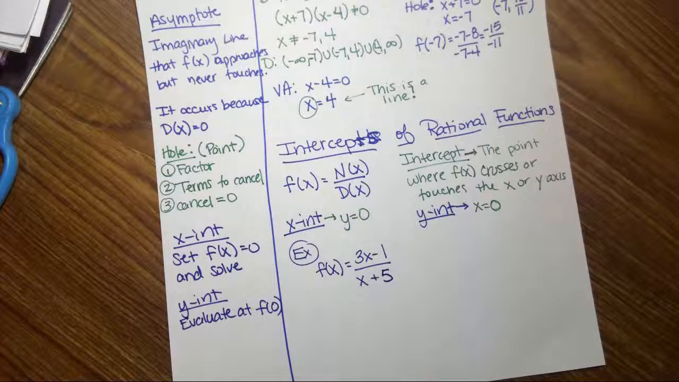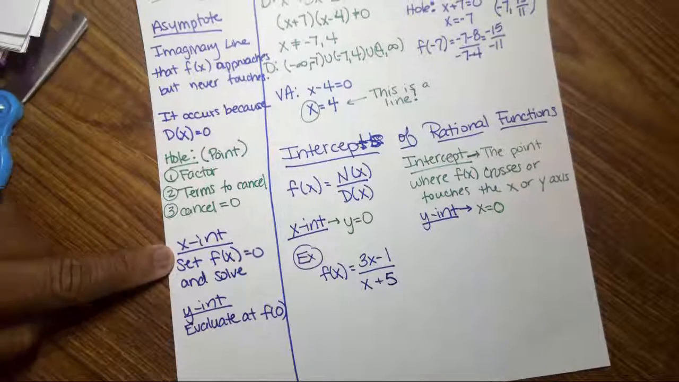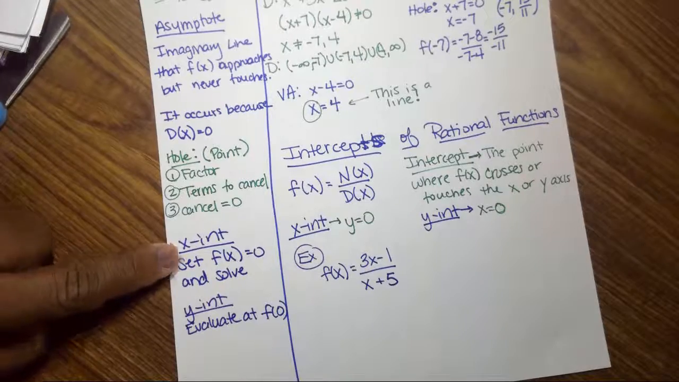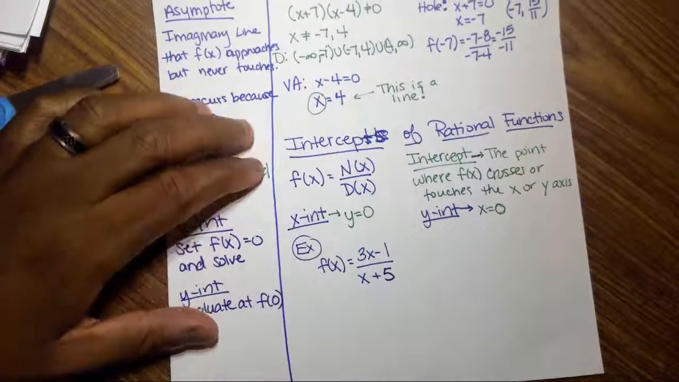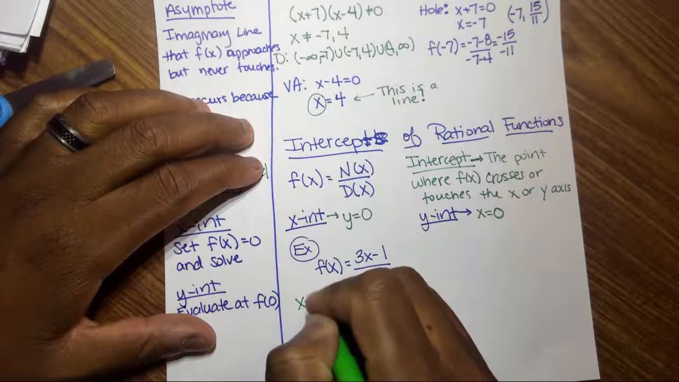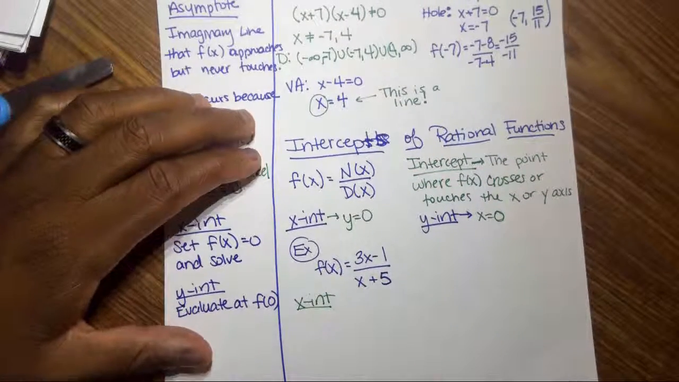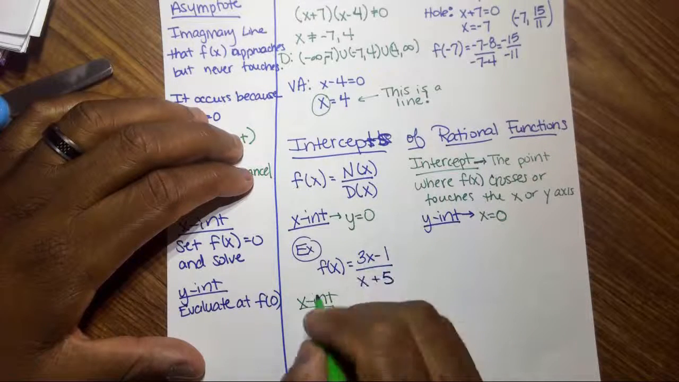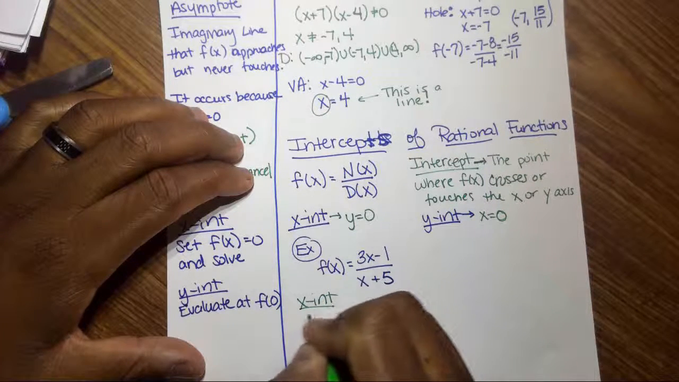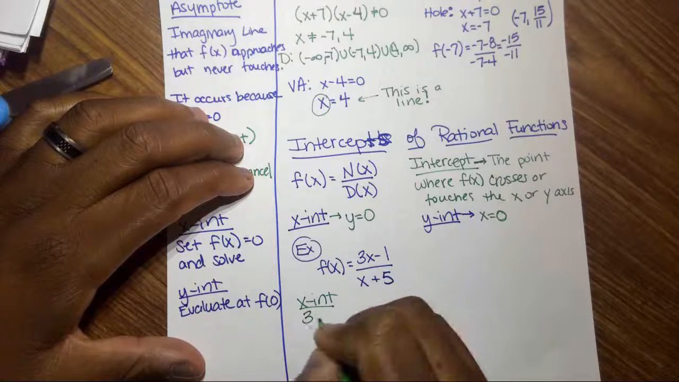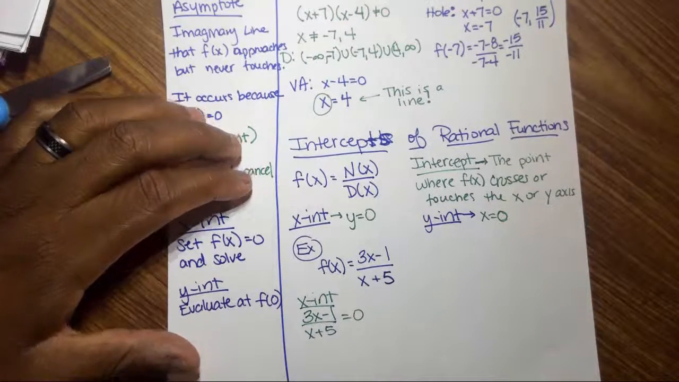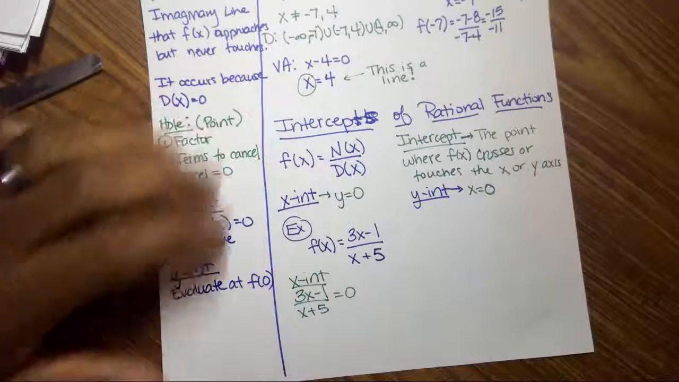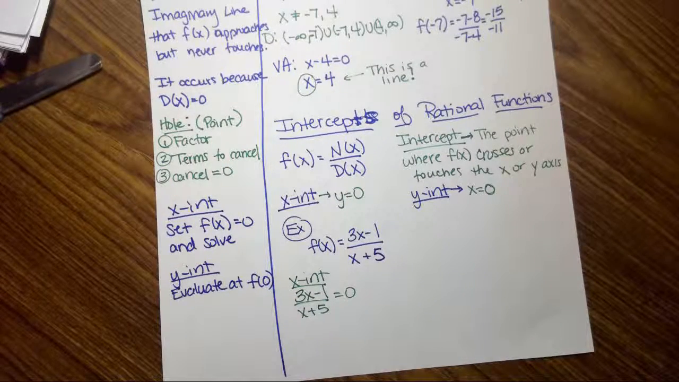To find the x-intercept, how do I find the x-intercept? Set the f of x equal to what number? So I'm going to make this f of x equal what number then? 0. So the x-intercept is 3x minus 1 over x plus 5. That should equal 0. Everybody understand that? Just set it equal to 0 first. Now I need to solve this equation.